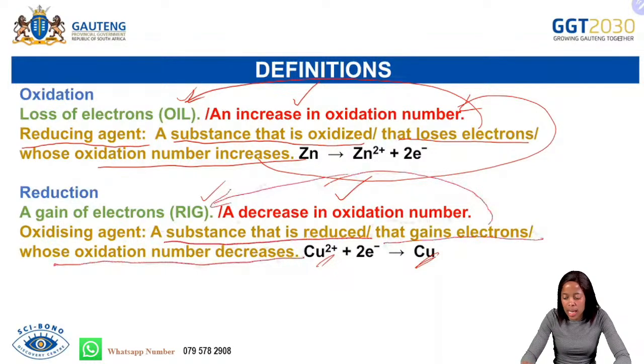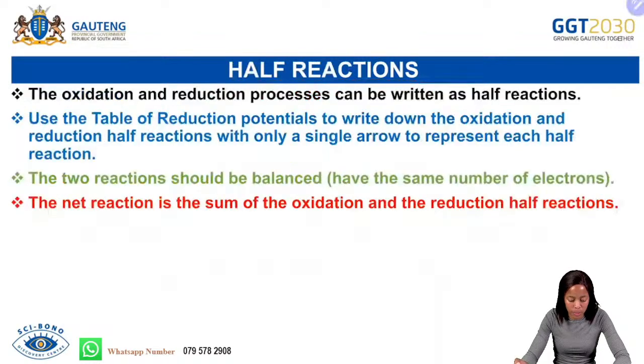And then what did we say about the agents? We said that as long as your half reaction in terms of oxidation and reduction is correct, the agents will be your reactants, so they will always be on the left-hand side. Okay.